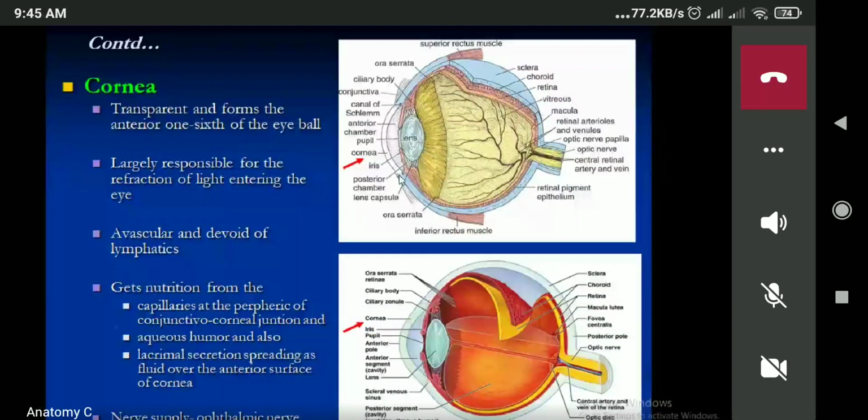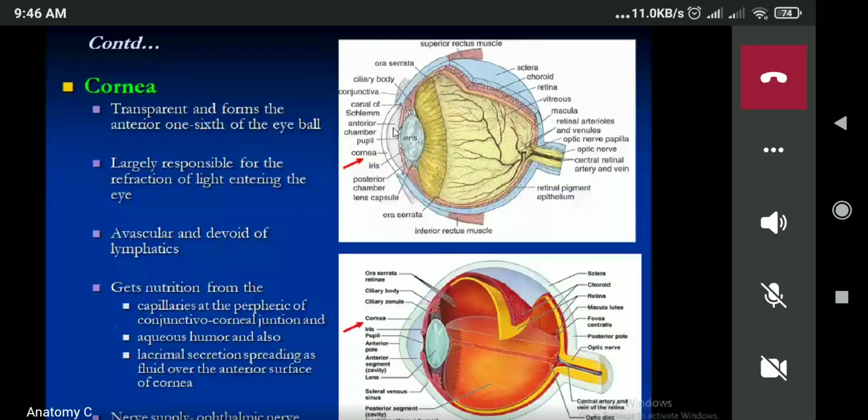Another important thing about the cornea which you have to remember is that it is avascular. It does not have any blood capillaries or blood vessels on it. Next, it does not have any lymphatic drainage; it is devoid of lymphatics. Though it is avascular, it has to receive nutrition. From where will it get the nutrition? It will get the nutrition from the aqueous humor. You can see the aqueous humor in the anterior chamber of the eyeball. From the aqueous humor, through the process of diffusion, the cornea will receive the nutrition.